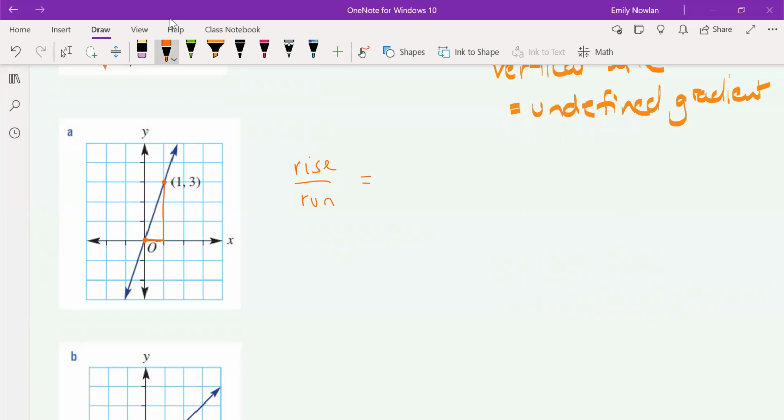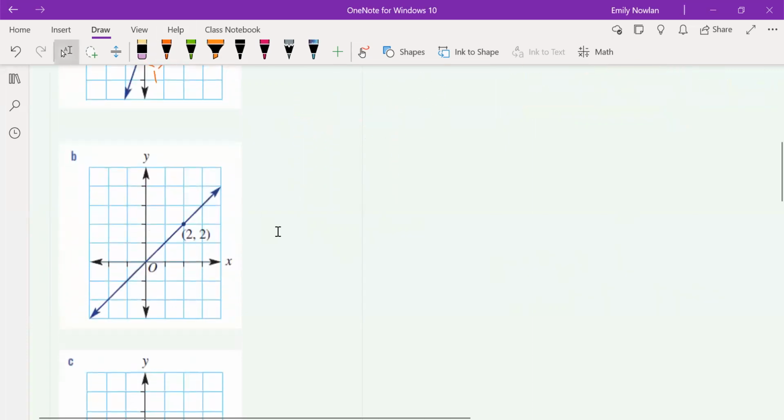Now, first thing to look at it, is it a positive line or a negative line? Horizontal or undefined? Well, it's definitely a positive gradient because we're walking uphill. So the rise is how far is it from there to there? Now that's 3. And what's my run? From across from there, there is 1. So it's 3 over 1, which is just 3.